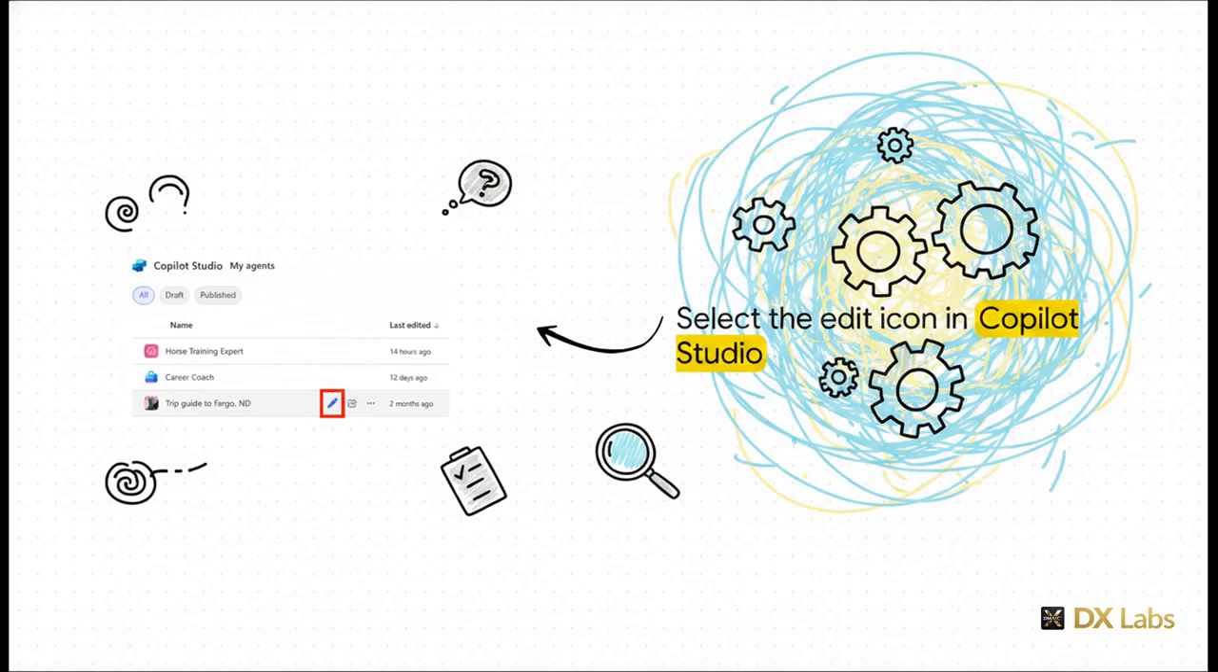The agent's information populates in the corresponding fields on the Configure tab. Think of this tab as your workbench. This is where you apply those refined instructions, update your knowledge sources, test them out, and finally hit the Update button to actually publish those changes.